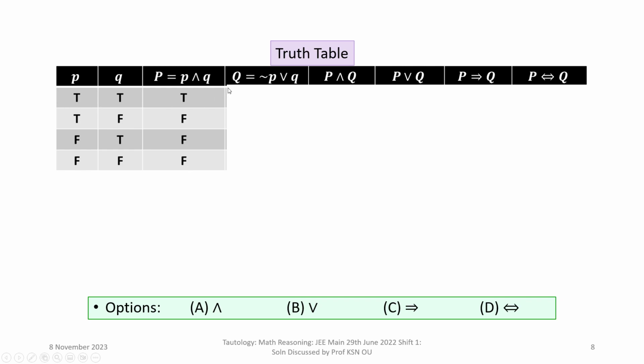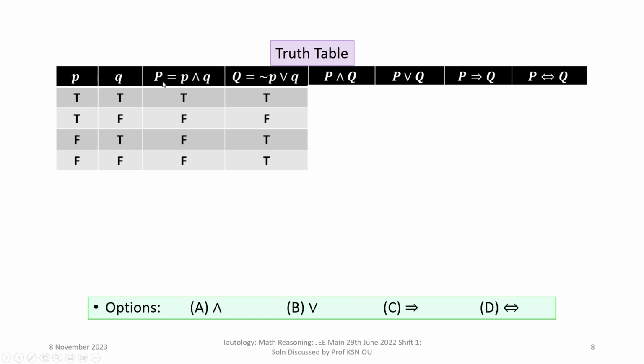Now let's come down. Negation of P. The negation of T is F. F or T is T. Negation of T, F or F, F. Negation of F, T or T, T. Negation of F, T or F is T. Right. Now forget about small p, small q.